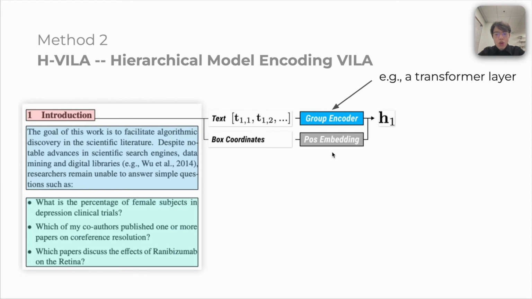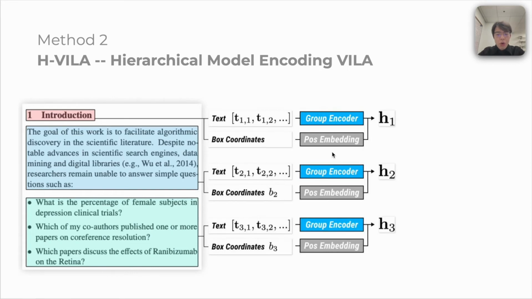We'll use a group encoder to encode the textual information of this block, as well as the position embedding to encode the position information. The group encoder could be like a transformer layer, and we'll get a hidden representation H1 for this group. We'll repeat this process for all the visual groups in the snippet, getting H2 and HC.